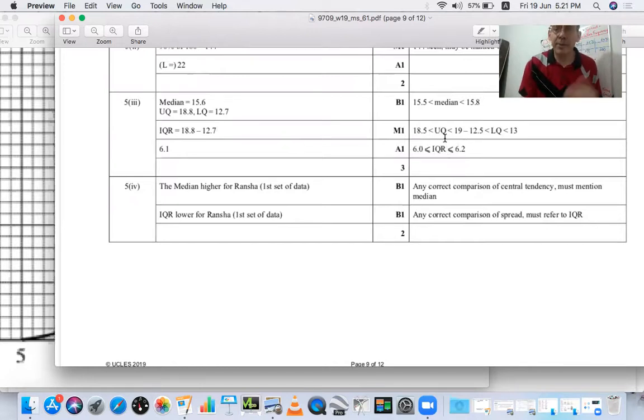Again, your upper quartile, the UQ, is the same thing as Q3, the third quartile. And LQ is the lower quartile, which is the same thing as your Q1, the first quartile. So it says your upper quartile should be between 18.5 and 19, not including the ends. And your lower quartile, or first quartile, should be between 12.5 and 13, again not including the ends. And you subtract the two to get your interquartile range. So again, quite specific, but you can get it.